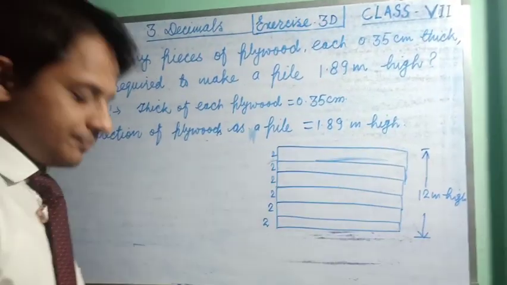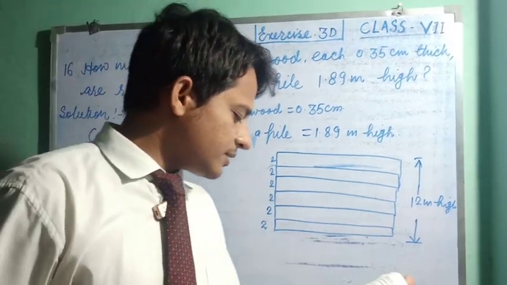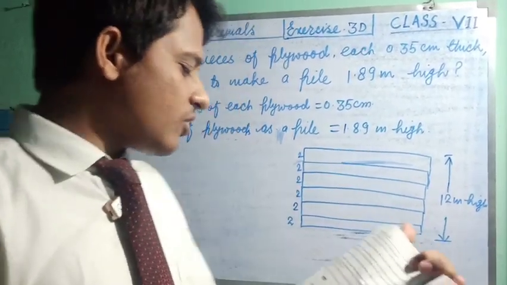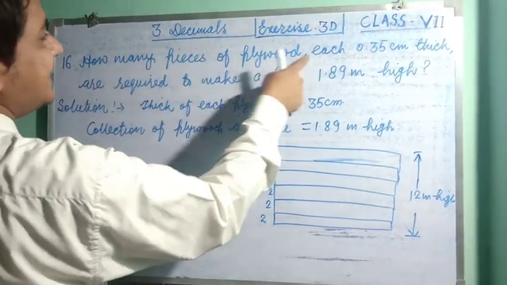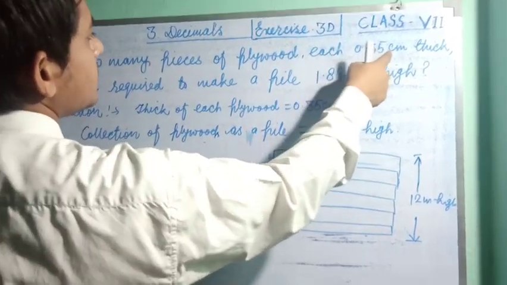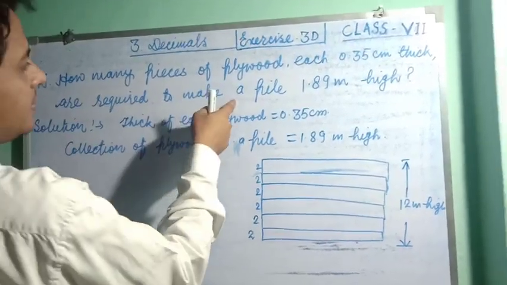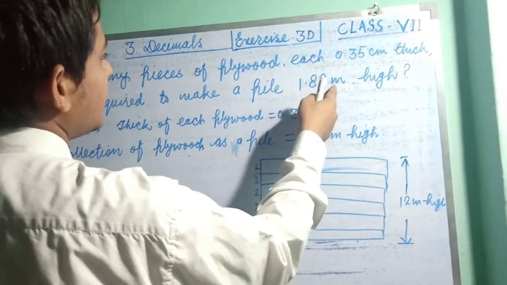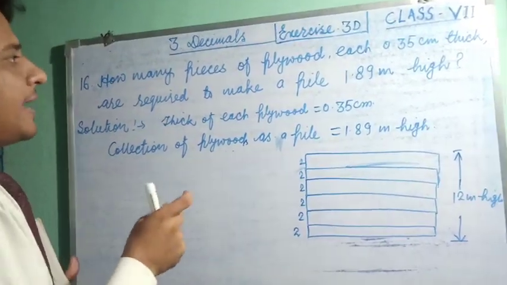Now see friends, last question number 16. How many pieces of plywood, have a look, how many pieces of plywood, each 0.35 centimeter thick, are required to make a pile 1.89 meter high? That means there are plywoods.